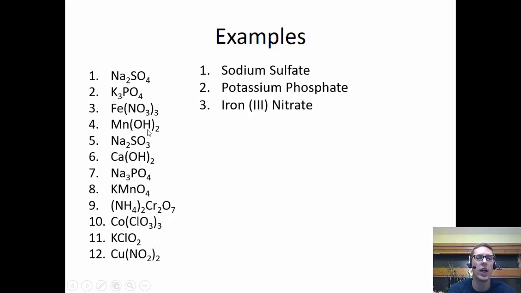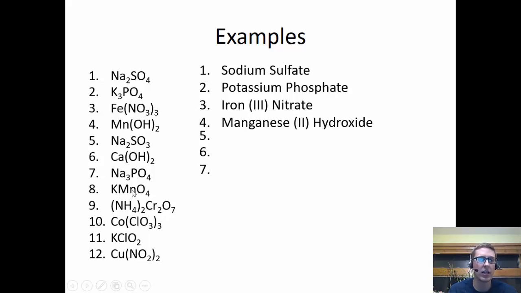How about Mn(OH)2, the OH in parentheses? We know Mn is manganese, we know OH is hydroxide, we know OH has a minus one charge, we have two of them. We know manganese is a transition metal, we know it has more than one charge, so we have manganese(II) hydroxide. Now 5, I'm going to allow you to do by yourself, because I think you can do it. 6, I'm also going to allow you to do by yourself, because I think you can do that one as well. You know what? 7, I'm going to allow you to do by yourself too. Let's do 8 together though, a little trickier.